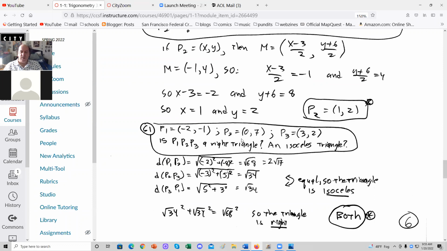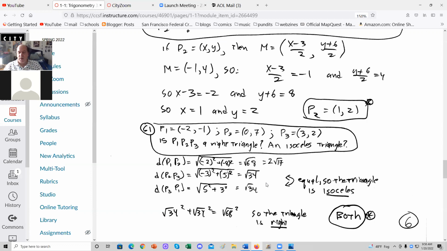Distance from P2 to P3, root of sum of squares: 0 minus 3 squared plus 7 minus 2 squared. That's -3 squared plus 5 squared, which is 34, therefore root 34. Distance from P3 to P1: 3 minus -2 squared is 5 squared, and 2 minus -1 squared is 3 squared. Root of 5 squared plus 3 squared turns out to be root 34.